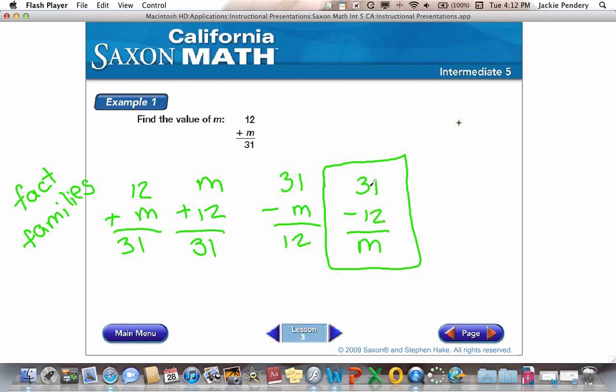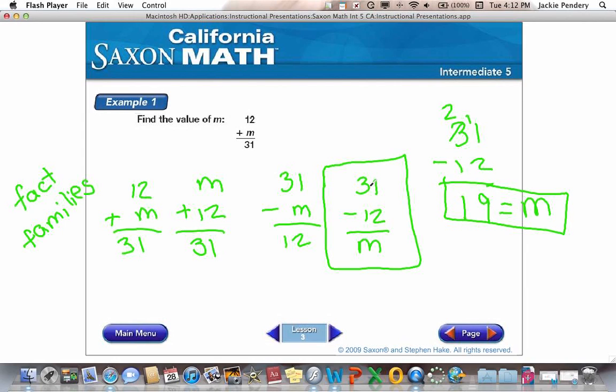So now I can solve 31 minus 12. Can't do 1 minus 2, so I have to borrow. The 1 becomes an 11. 11 minus 2 is 9. 2 minus 1 is 1. So my answer is 19 equals m. And here's the box for my final answer.